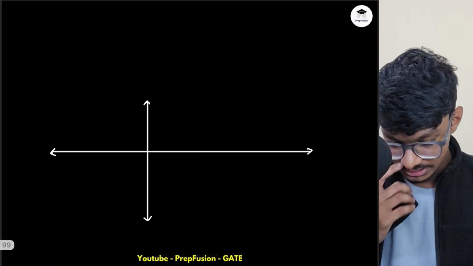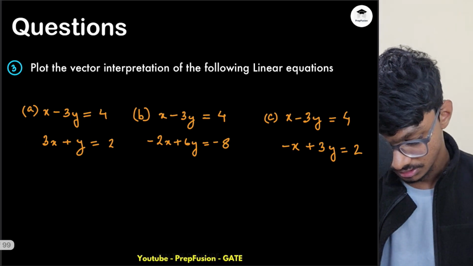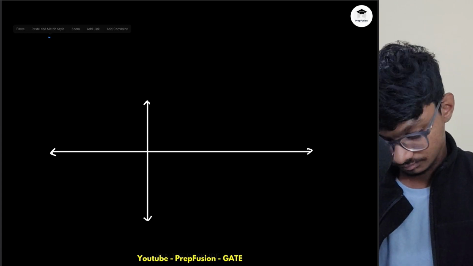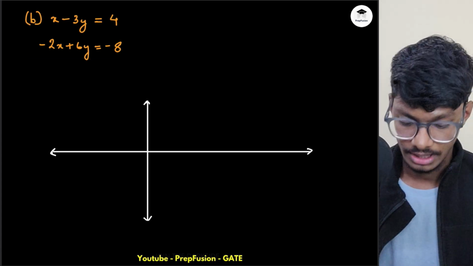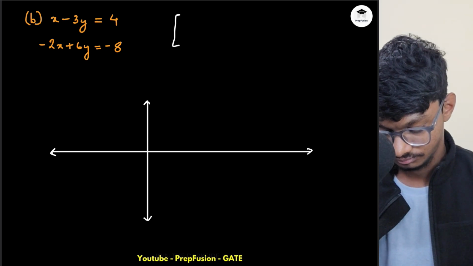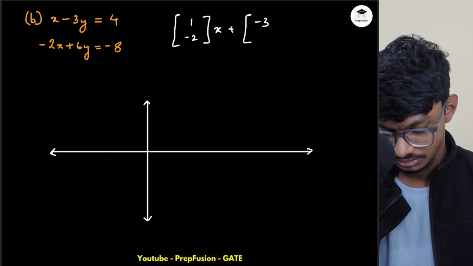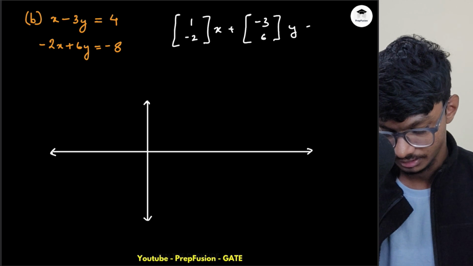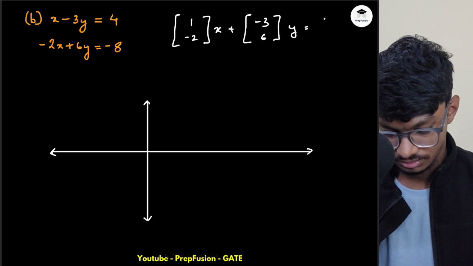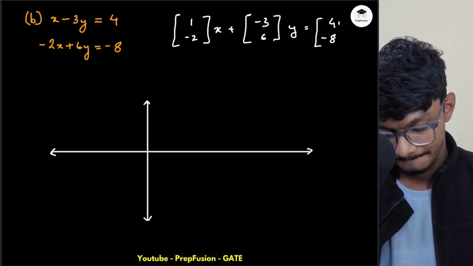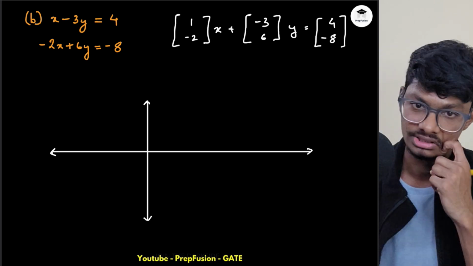Okay, so let's do it for the second equation. What is the second equation? The second set of equations is this. Let me copy this and paste it here. Okay, and then obviously 1 minus 2, x plus minus 3, 6, y equals 4, minus 8. Okay, 4, minus 8.